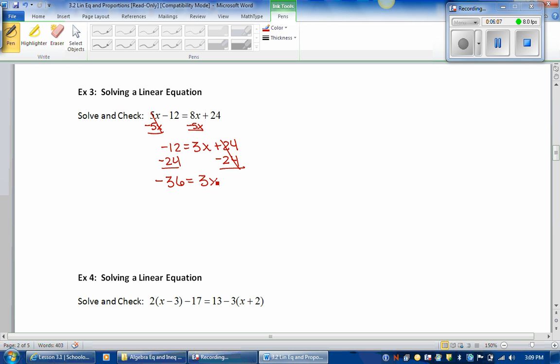And then one more step in isolating that x is to divide by the 3. And we get negative 12 equals x. And of course, you do want to go back in and check it, back into your original.